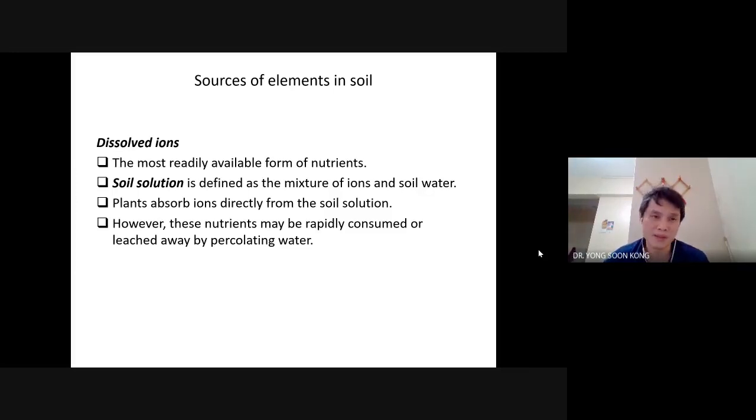Apart from converting something from solid into liquid form, these ions are usually said to be bioavailable. So there's one more thing I need to add about dissolved ions. Why are dissolved ions so important in the soil? Because usually anything that is soluble is said to be bioavailable. I told you just now what bioavailable is, guys. That means this nutrient can be absorbed by plants.